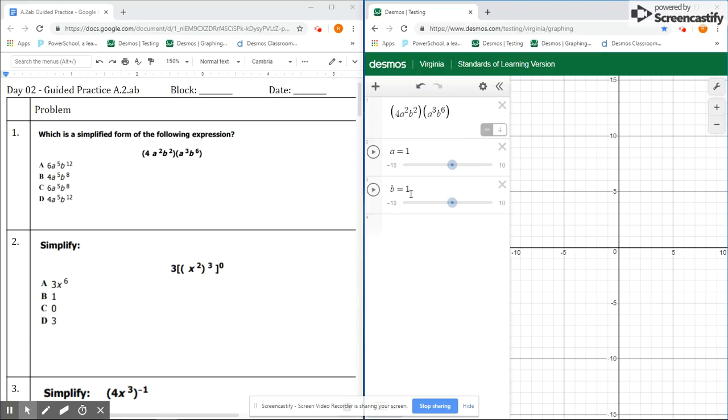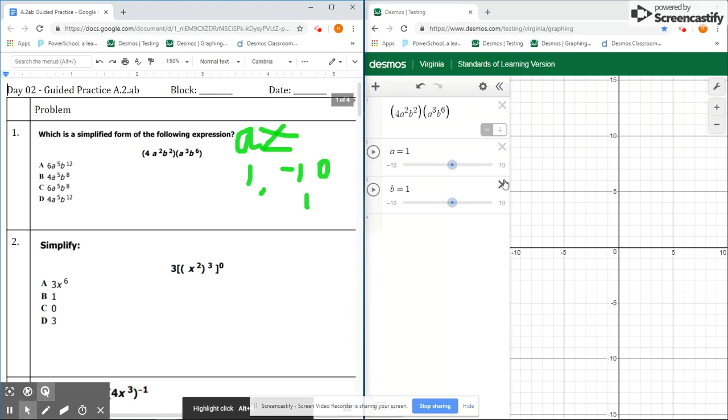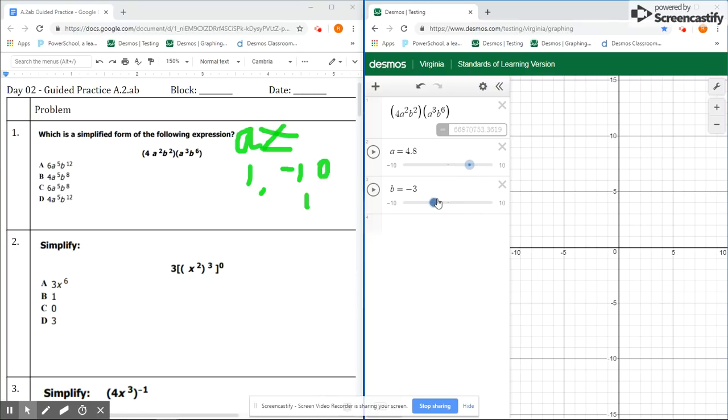And remember that we cannot have a equal 1, 0, or -1. So go ahead and write this somewhere. A cannot equal 1, -1, or 0. Okay, that's very important. So I'm just going to change it, and it really does not matter what it is. It could be a decimal, it could be an integer, it doesn't matter. But I'm going to make it really tiny. That way we don't have to worry about a big number.